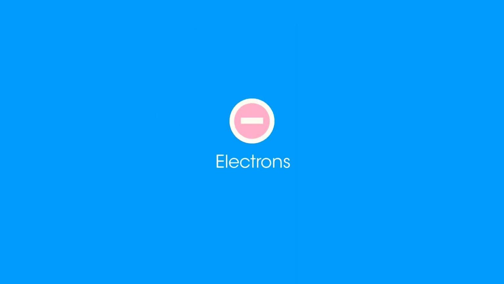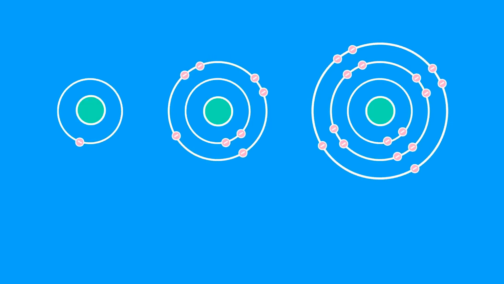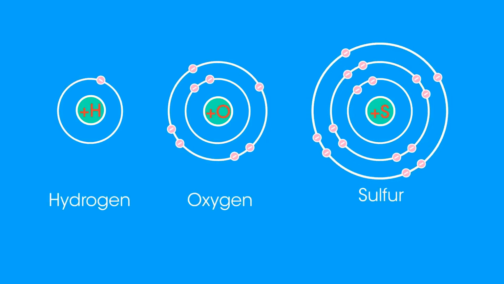Let's finish off by looking at the electrons in a little more detail. Negatively charged electrons orbit around the positive nucleus in specific orbits or shells. Different atoms have different numbers of shells, or orbitals.